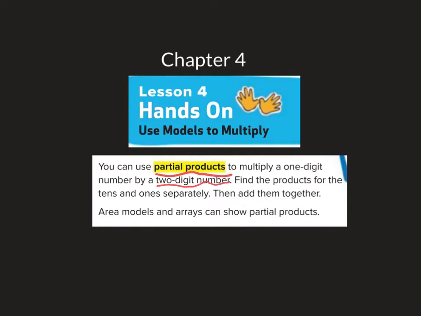Find the products for the tens and ones separately. Okay, so we're going to break apart the tens and ones just like expanded form, right? We break apart and show the value of each digit. Then add them together. Area models and arrays can show partial products.